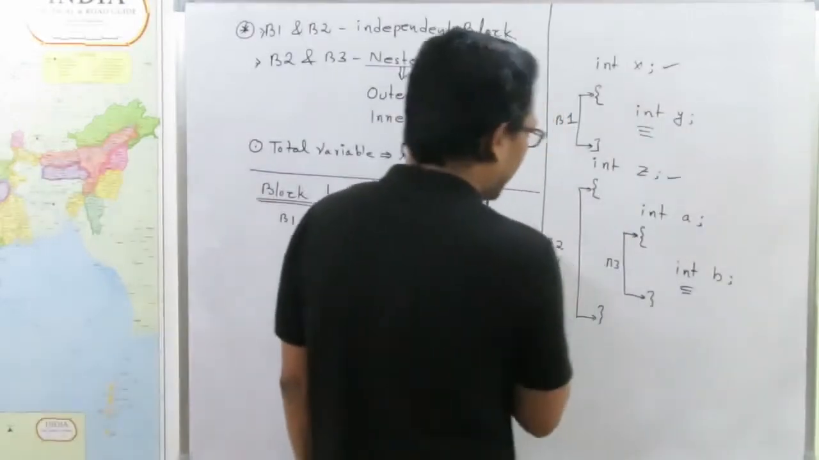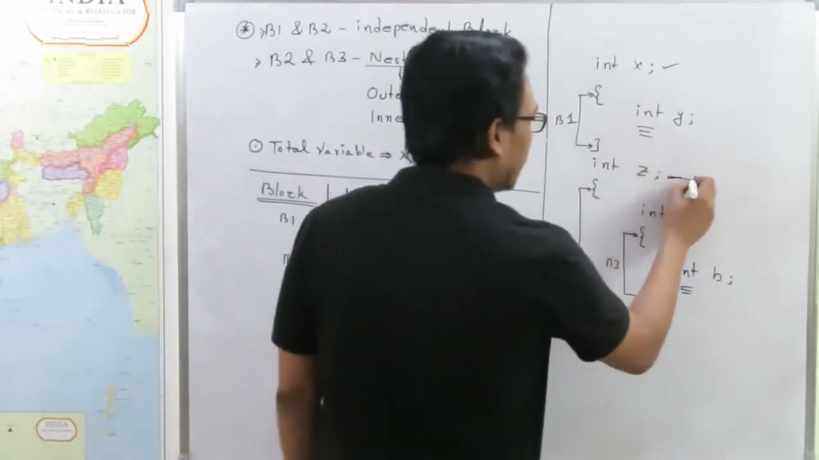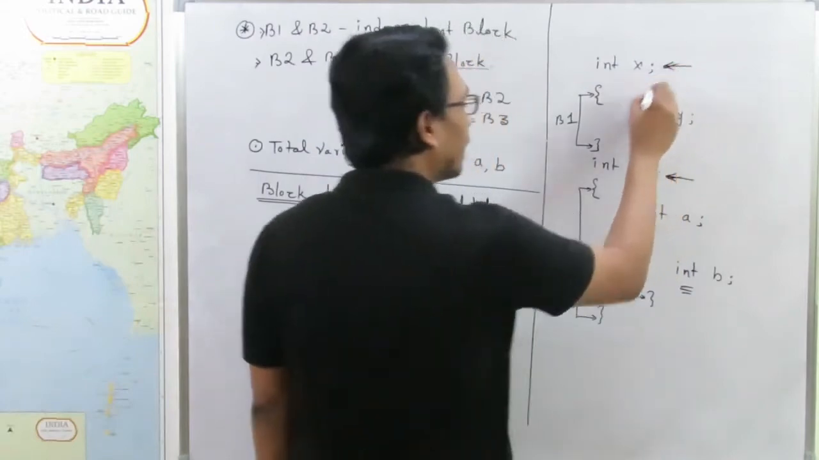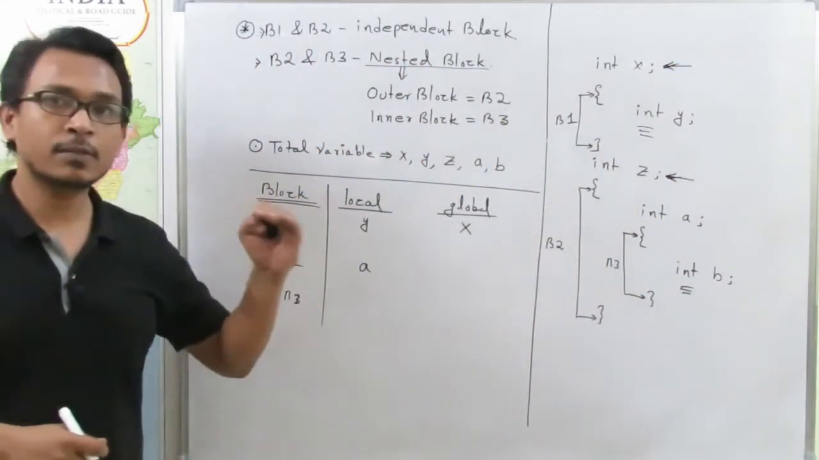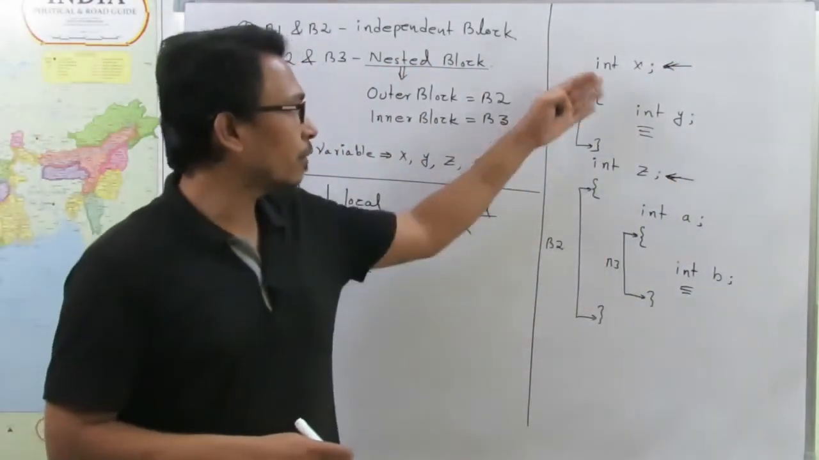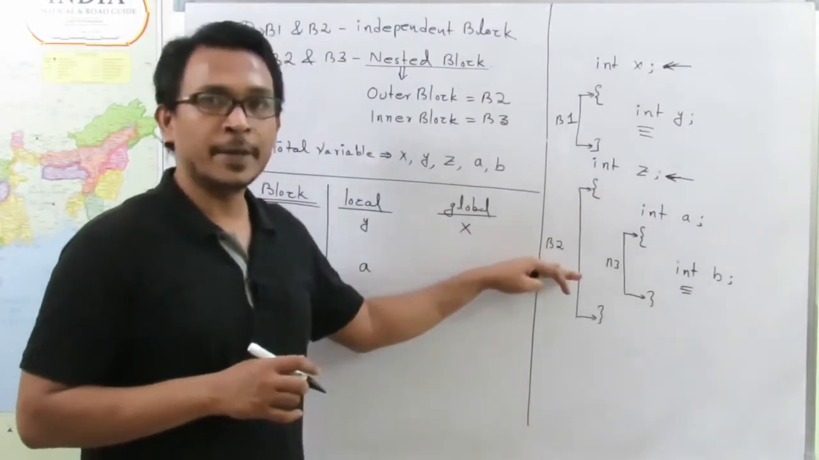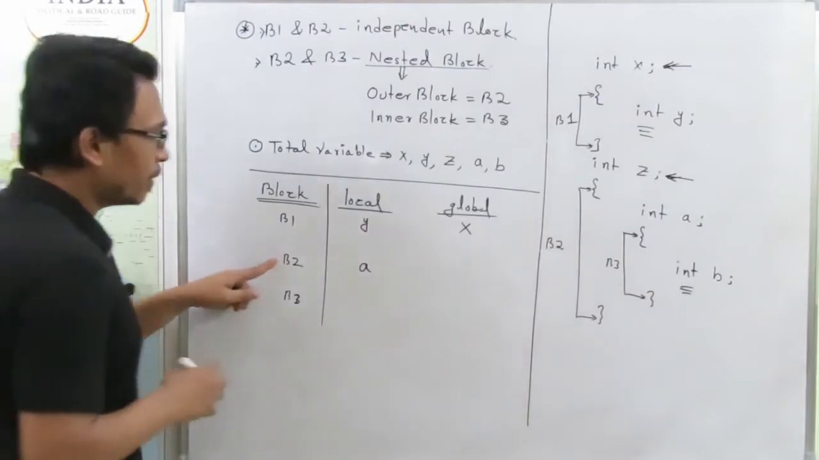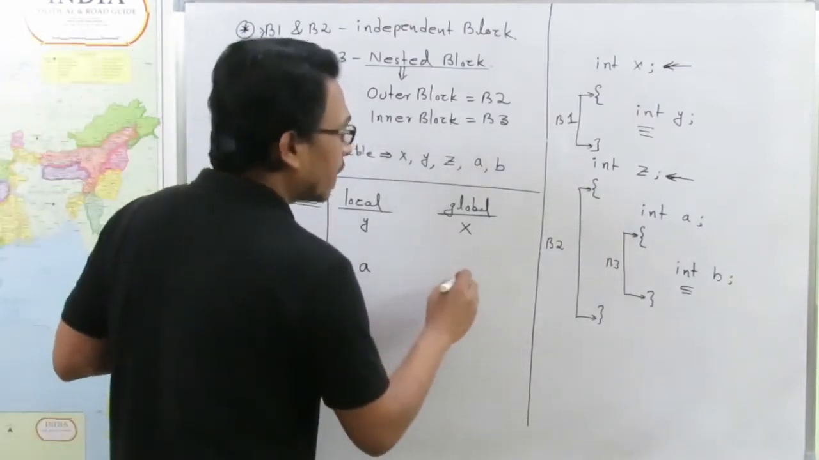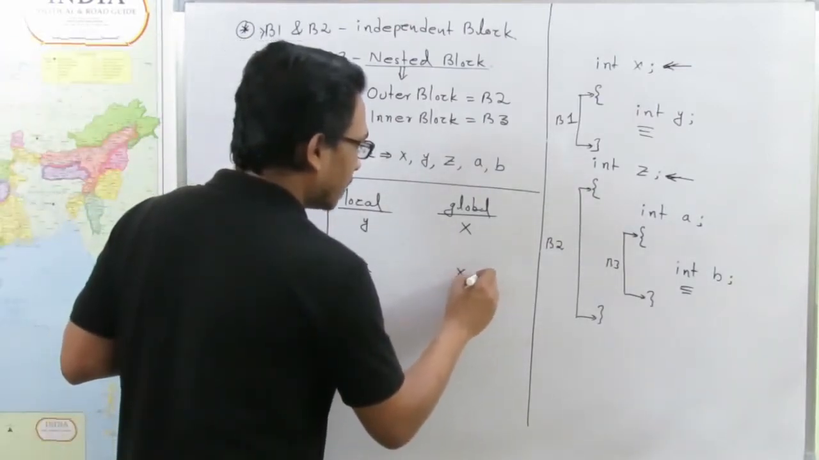Now coming to the B2 block, Z and X, both the variables declared above this particular block B2, that means both of these variables are global variables with respect to block B2. That means with respect to B2 we have two global variables, one is X, the other one is Z.